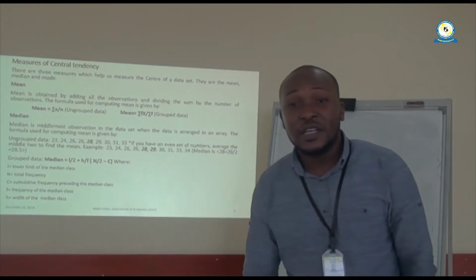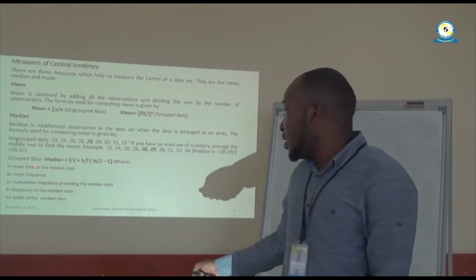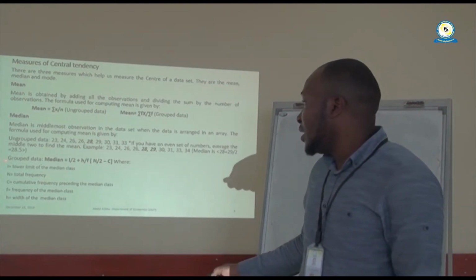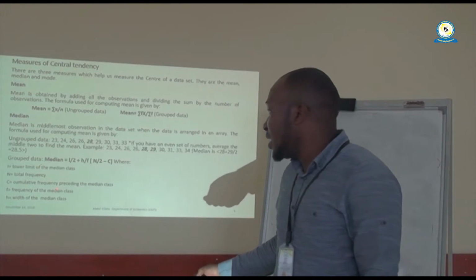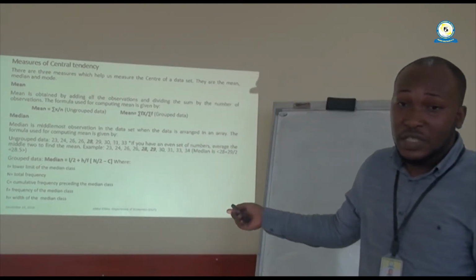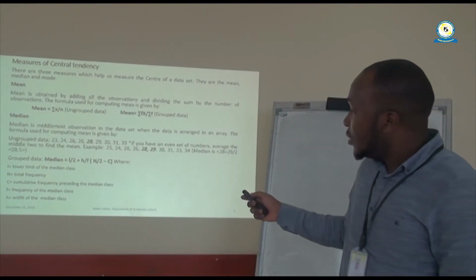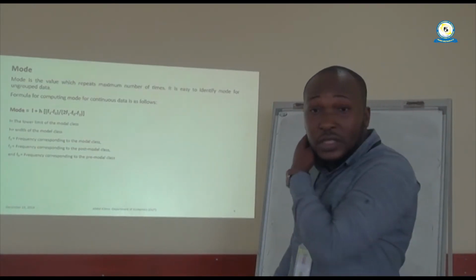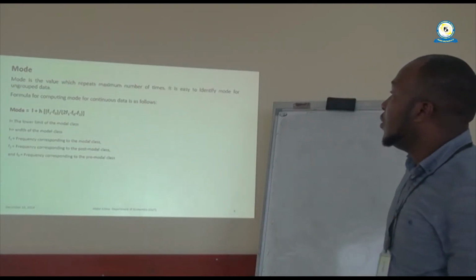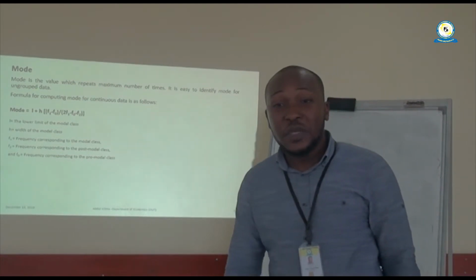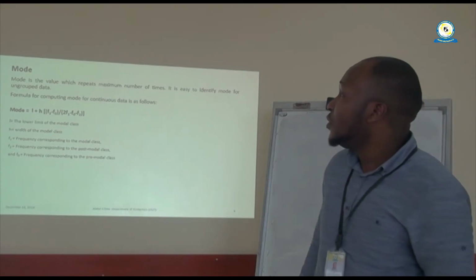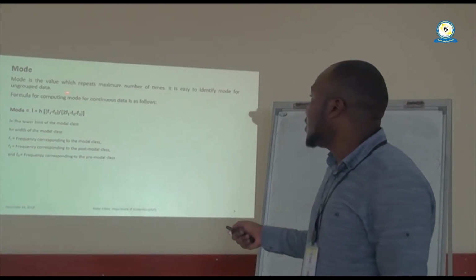We get our median. There is also a median for grouped data given by this formula, where l is the lower limit of the median class. We will go about this calculation in the last slide. Then we go to the mode. Mode is the biggest value in an array, the biggest value in the data that you've collected.